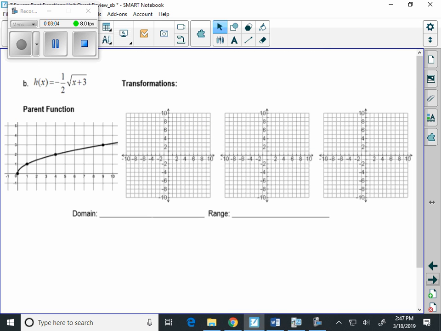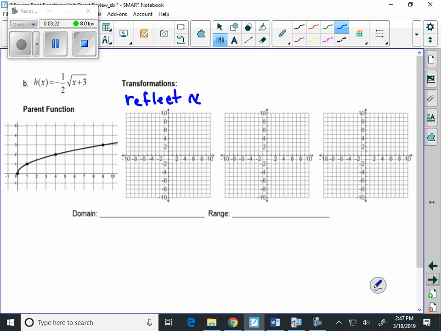Letter B. Again, looking at our transformations. And there actually are 3 transformations on this particular graph. And I want to point out to you that negative is separate from the 1/2. Because the negative reflects our graph over the x-axis.